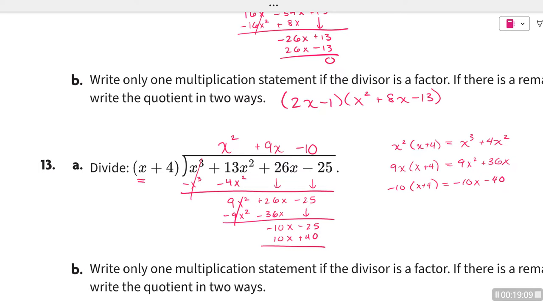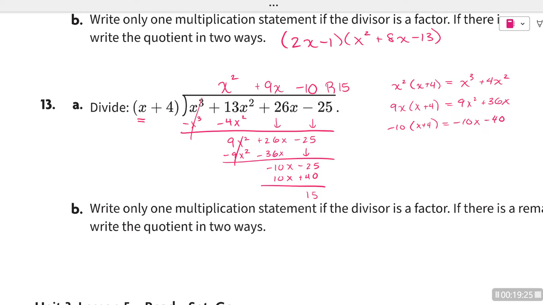So we are going to have a remainder here because negative 25 plus 40 does not give us 0, right? So negative 25 plus 40 instead gives us a positive 15. So that is our remainder. Remainder of 15. So we do have to write our multiplication statement in two ways.